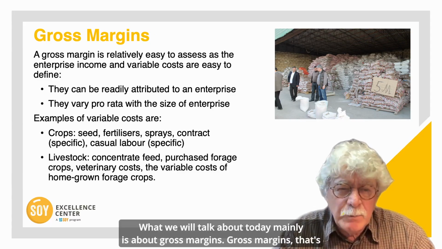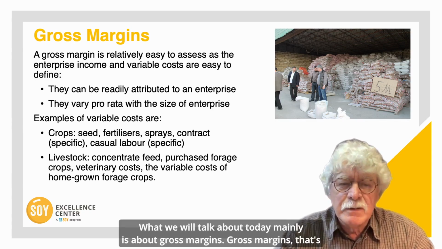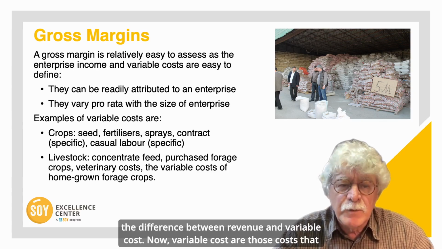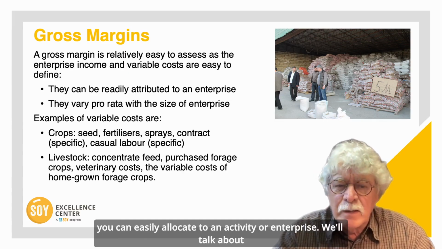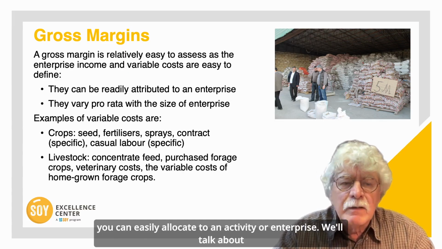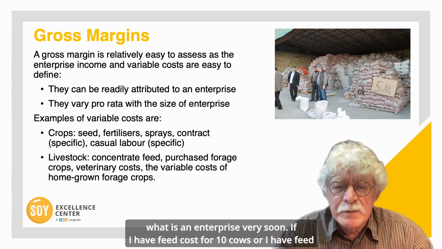What we will talk about today mainly is about gross margins. Gross margins, that's the difference between revenue and variable cost. Now, variable costs are those costs that you can easily allocate to an activity. Here you see an enterprise. We'll talk about what is an enterprise very soon.